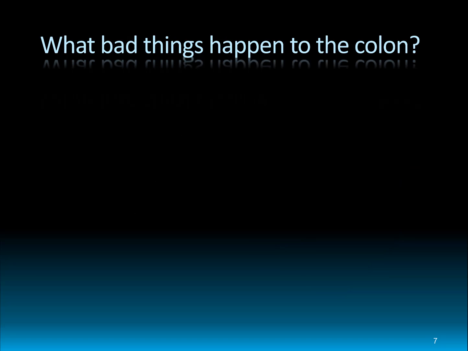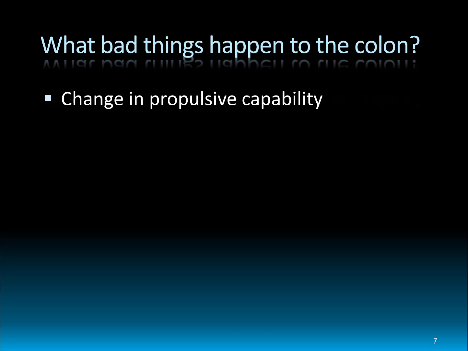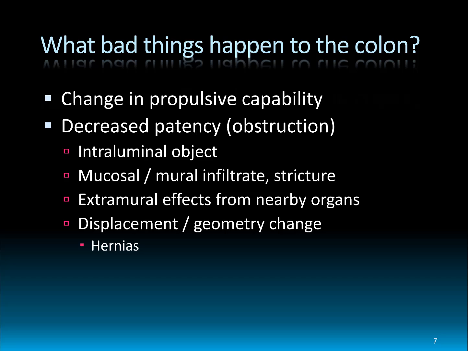And the first thing to think about is what sort of bad things can happen to the colon. One thing is it can change its ability to move fecal material through it. That may be increased or decreased transit times. It can become obstructed, and that can be due to some sort of object within the lumen. It can be something from the wall or outside the wall compressing it. It may rupture, just like any other part of the GI tract.